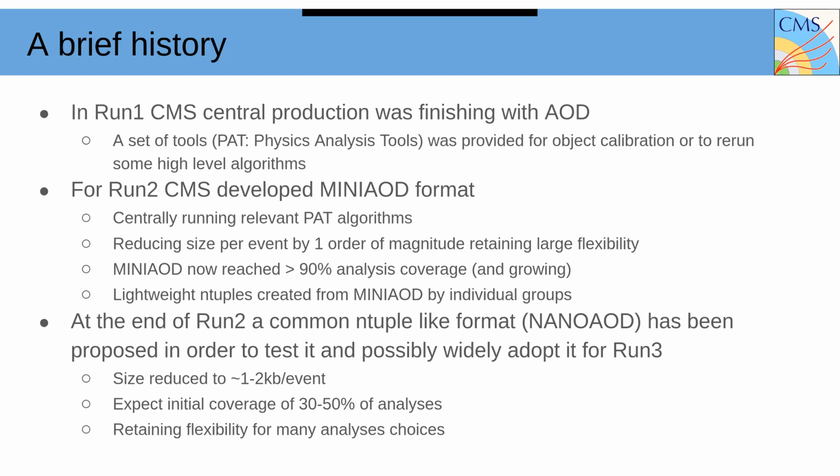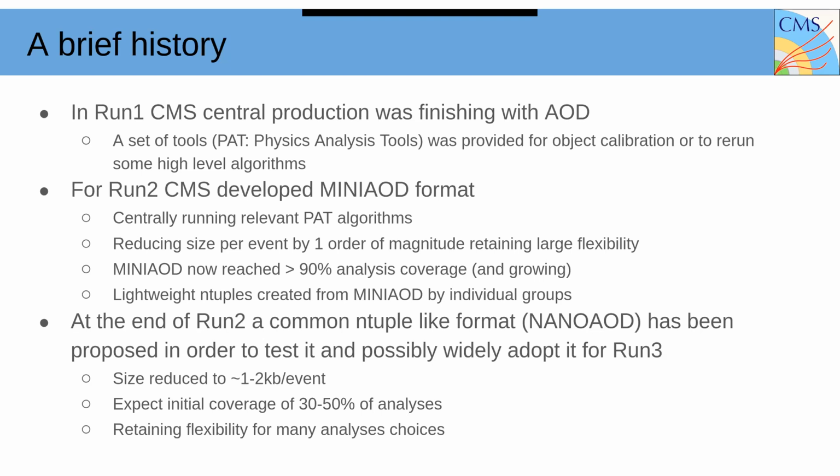And the idea is that in the beginning, in Run 1, there was some part handled by what we call the central production, which takes care of everything from taking the data from the DAQ up to reconstructing the data, calibrating the data, and producing some datasets that are used for analysis. And at that point, the central production was finishing with what we call the AOD, the analysis object data, or some description of the objects that we want to use for analysis, the reconstructed particles, reconstructed objects.